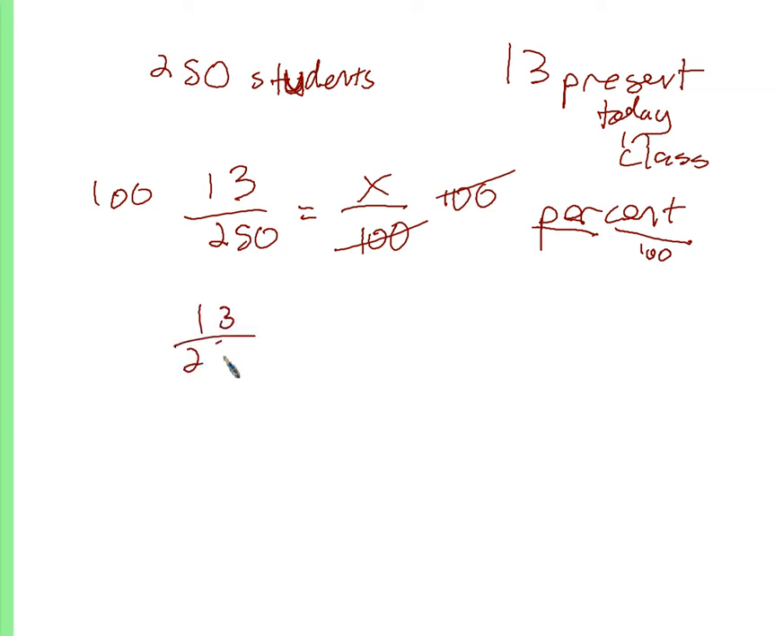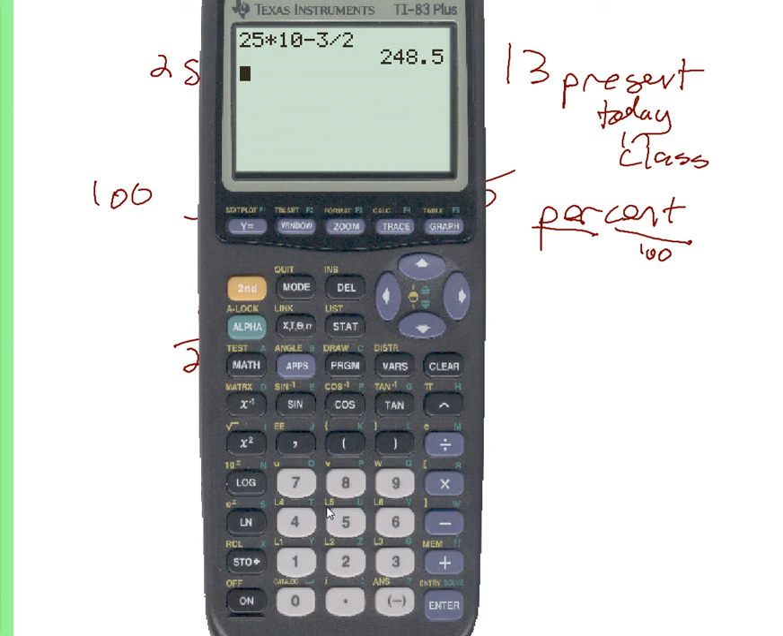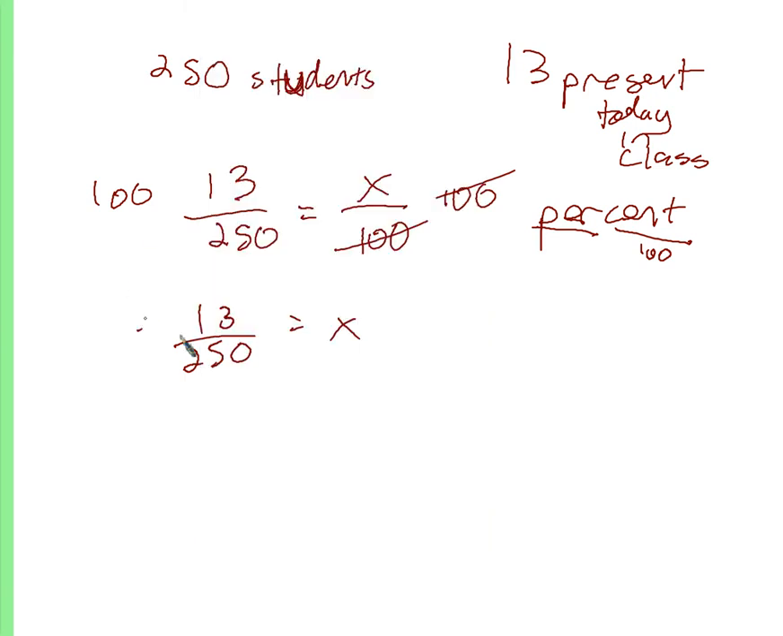We have 13 over 250. What's 13 over 250? 0.052. Have you ever taken a decimal and turned it into a percent? How do you do that? Move it over twice. Why? Because 0.052 is just 13 divided by 250. We multiply it by 100.